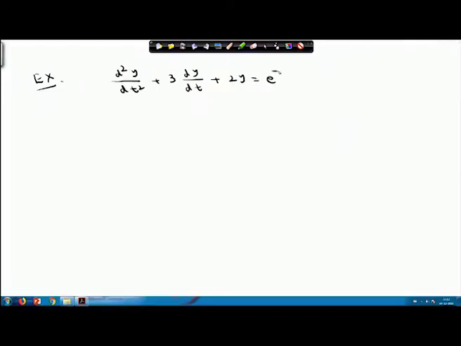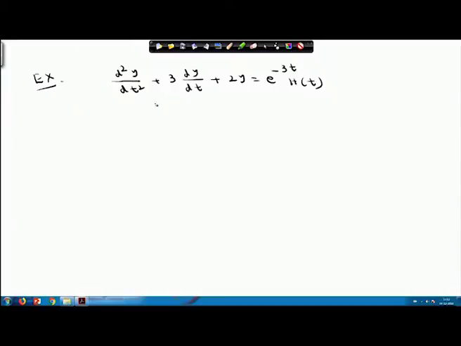This is equal to e power minus 3t into h(t). This already we have done. What is the Fourier transform? Where h(t) is the Heaviside unit step function, as we have mentioned earlier, where h(t) equals 1 for t greater than 0 and 0 for t less than 0.